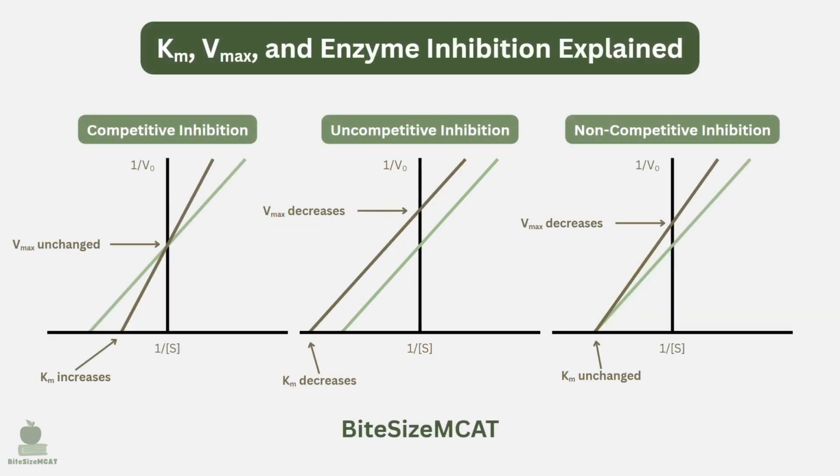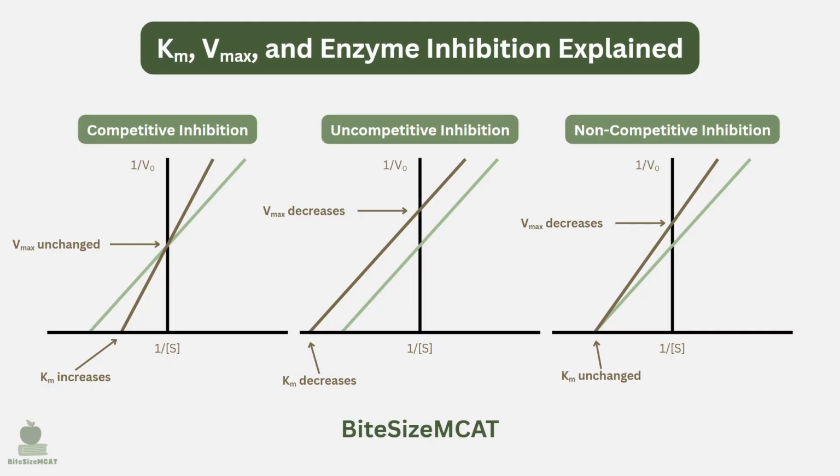So in this video, you should have learned what occurs to the enzyme kinetics of each type of reversible inhibition. In competitive inhibition, the inhibitor binds to the active site on the free enzyme, and Vmax is unchanged while Km increases. In uncompetitive inhibition, the inhibitor binds to a different site on the ES complex, and both Vmax and Km decrease, giving us a graph of parallel lines.